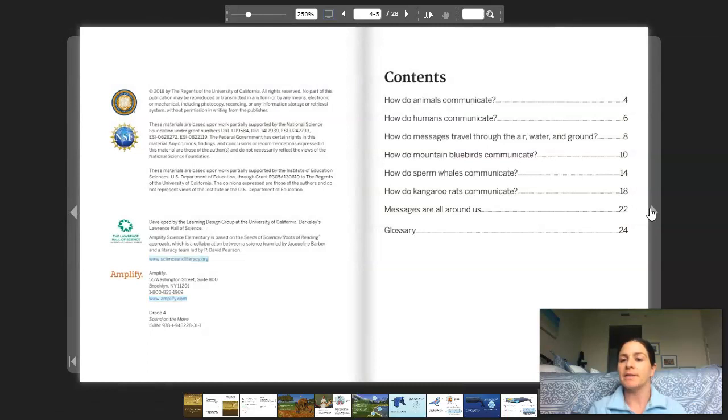And our table of contents. Today we're reading up until page 13, so that means we're going to read How do animals communicate? How do humans communicate? How do messages travel through air, water, and ground? How do the mountain bluebirds communicate?